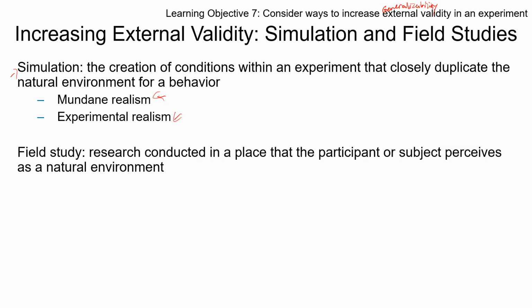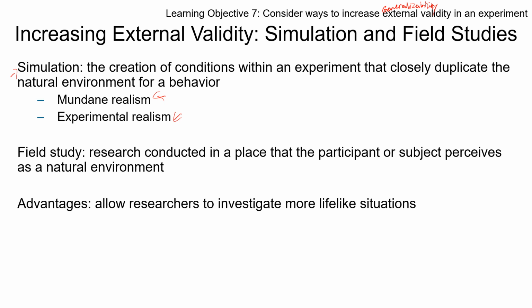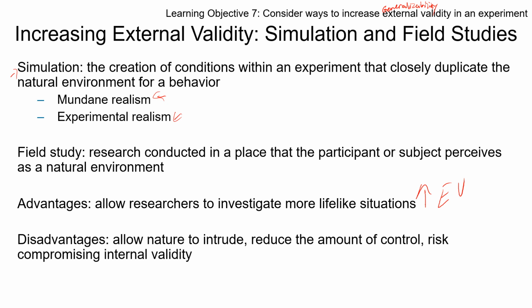You can do true field studies. This is where you conduct research in a place that participants or subjects perceive as a natural environment. There are advantages. It allows researchers to investigate more lifelike situations, which is really good. That increases external validity. However, the disadvantage is it allows nature to intrude, reducing the amount of control and reducing internal validity. Because we've reduced our control, we are not controlling for as many extraneous variables, so we're reducing our internal validity.